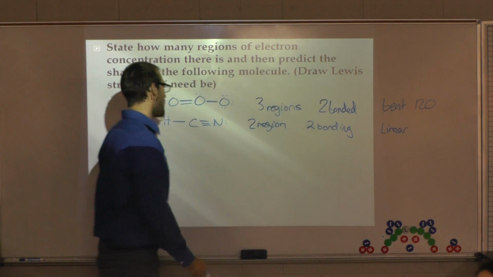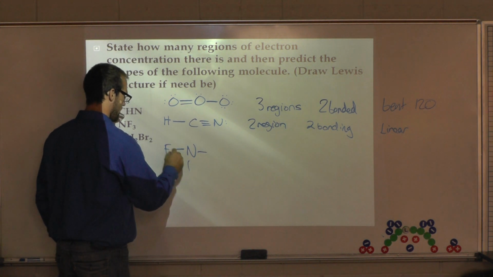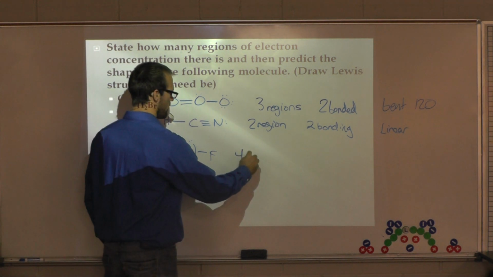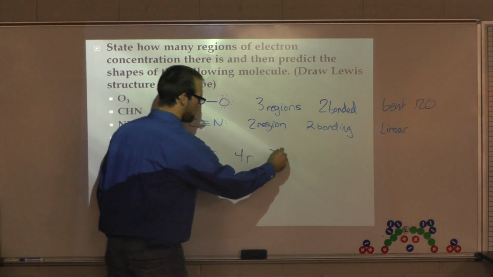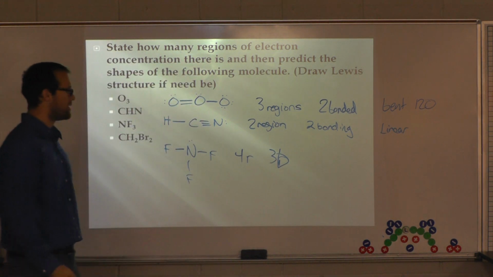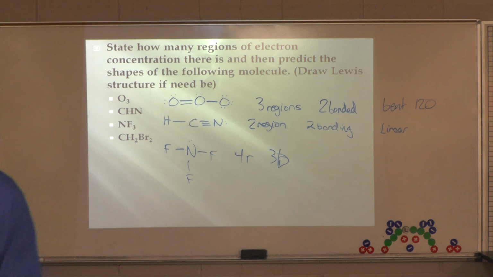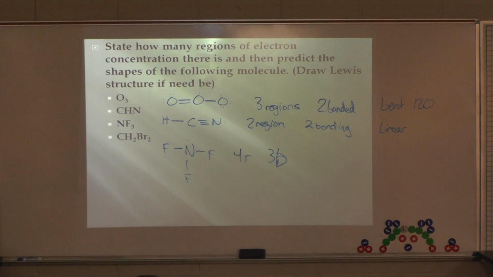Okay, this side. 4 regions. What is that one? How many bonding? Three. What's a 4-3? That's a pyramid. Pyramidal.